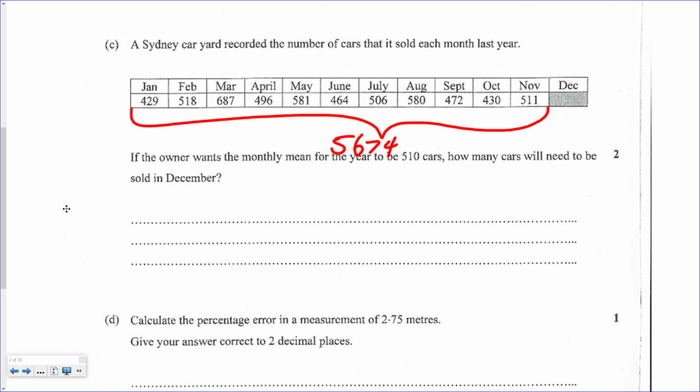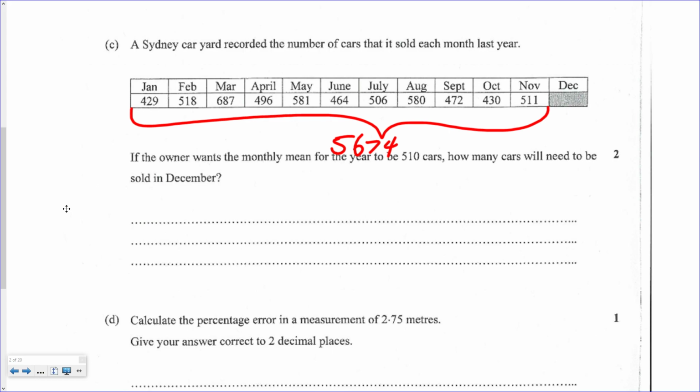I don't really like this question because you're having to add like 11 different numbers, all with 3 digits. So there's like 33 different button presses, and if you make one silly mistake, you get the question wrong. So you just need to be careful when you do it. Maybe even do it twice just to make sure.